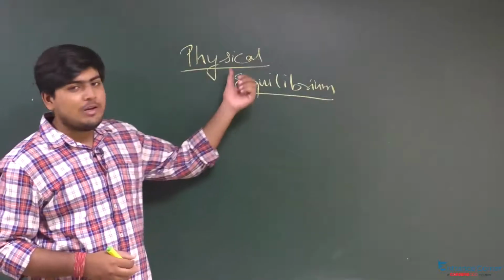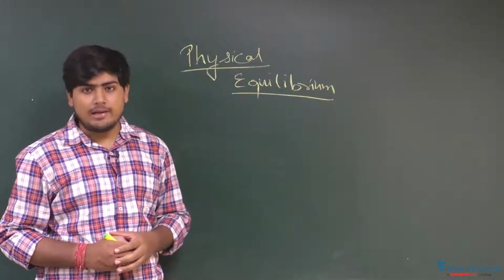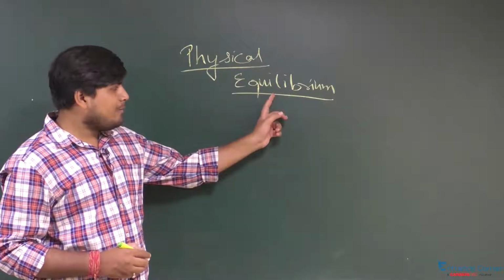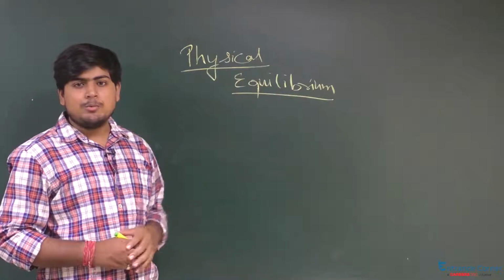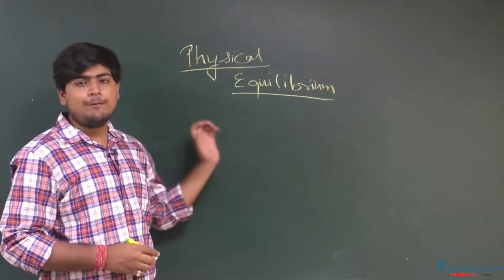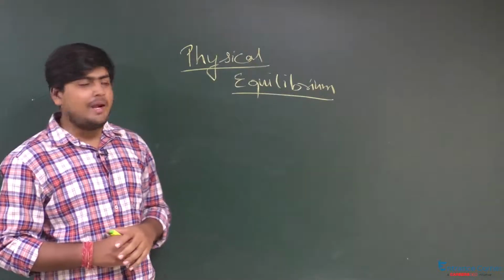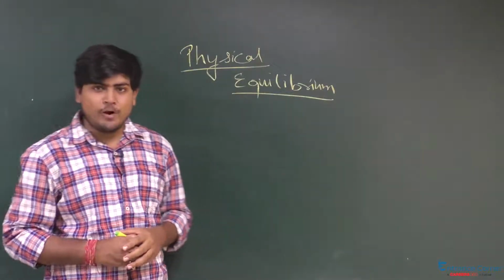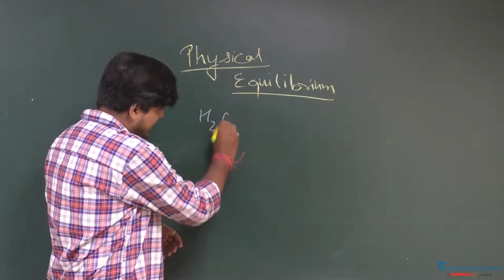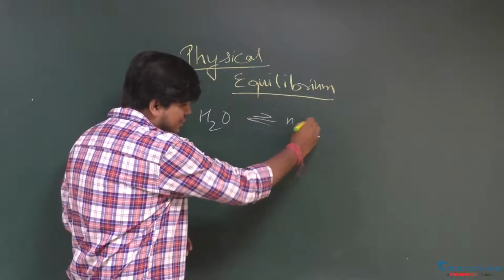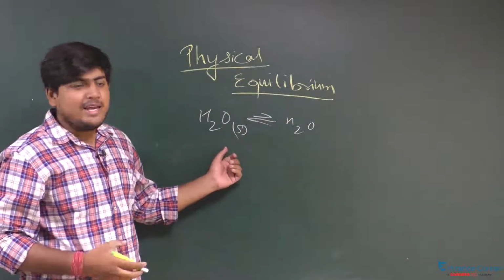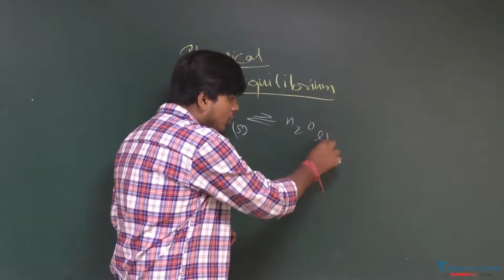Hello students, now let us discuss what is physical equilibrium. Physical equilibrium is the equilibrium established between the two states where only physical change occurs and no chemical changes occur. For example, if we discuss a case in which H2O solid, that is ice, is in equilibrium with H2O liquid.